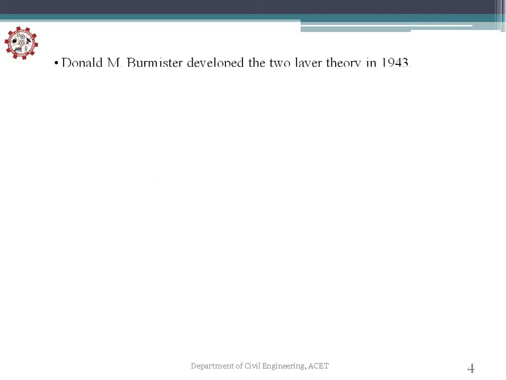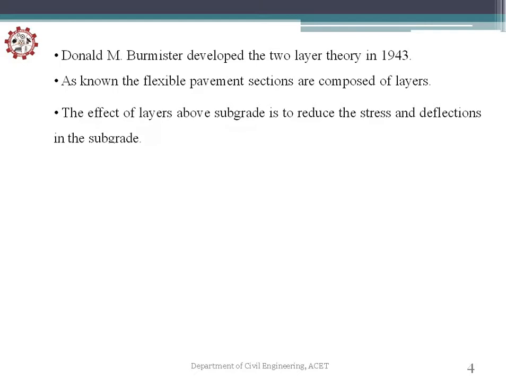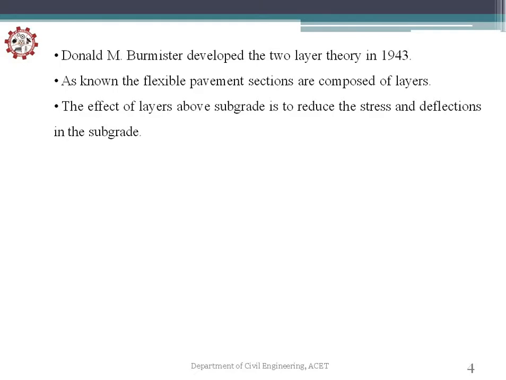So for this, Donald M. Burmister developed the two-layer theory in 1943. As known, the flexible pavement sections are composed of layers. The effect of layers above subgrade is to reduce the stress and deflection in the subgrade. So subgrade is the last layer, and above that all the 3 layers with wearing coat.